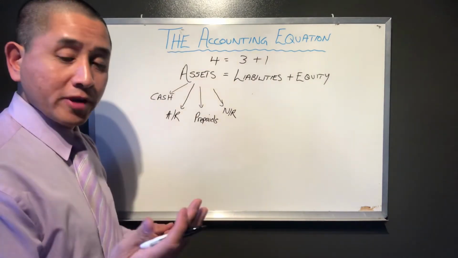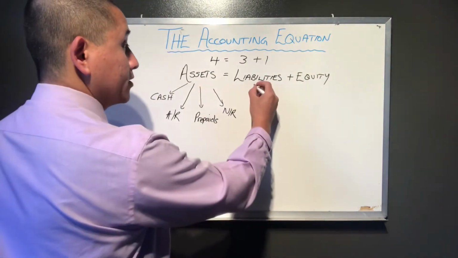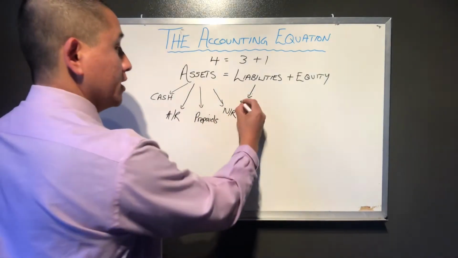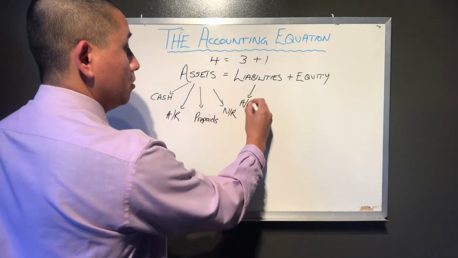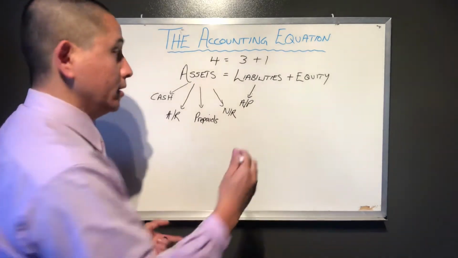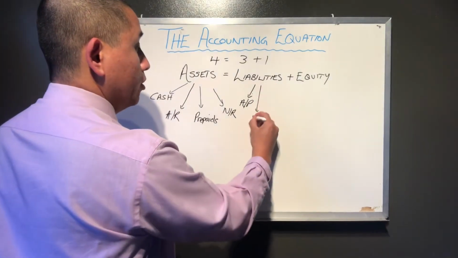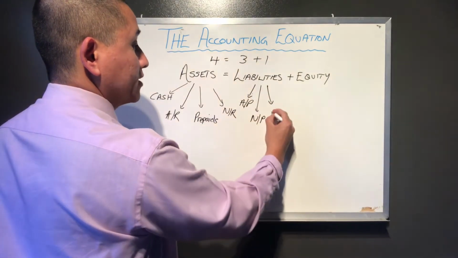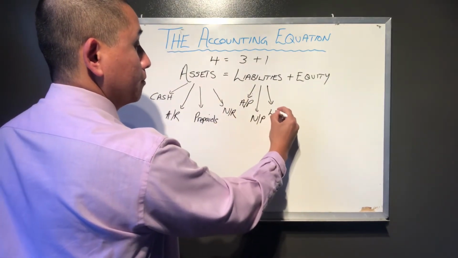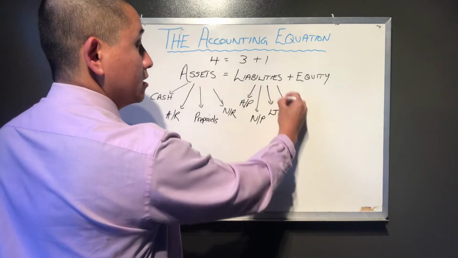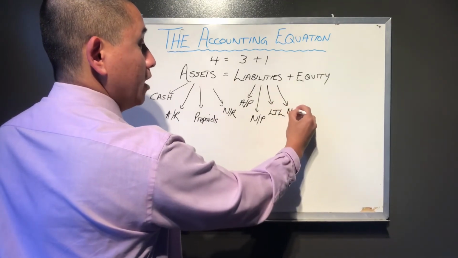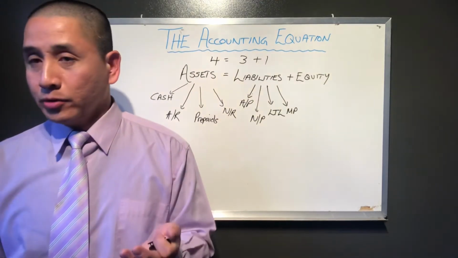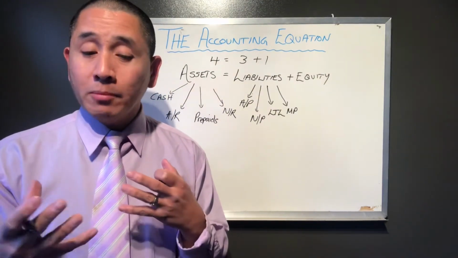Now, on the other side, we have liabilities. Such things are payables, such as accounts payable, also known as AP, or notes payable. We also could have such things as long-term liabilities, a mortgage payable. It depends. It's anything that you're legally obligated to pay.